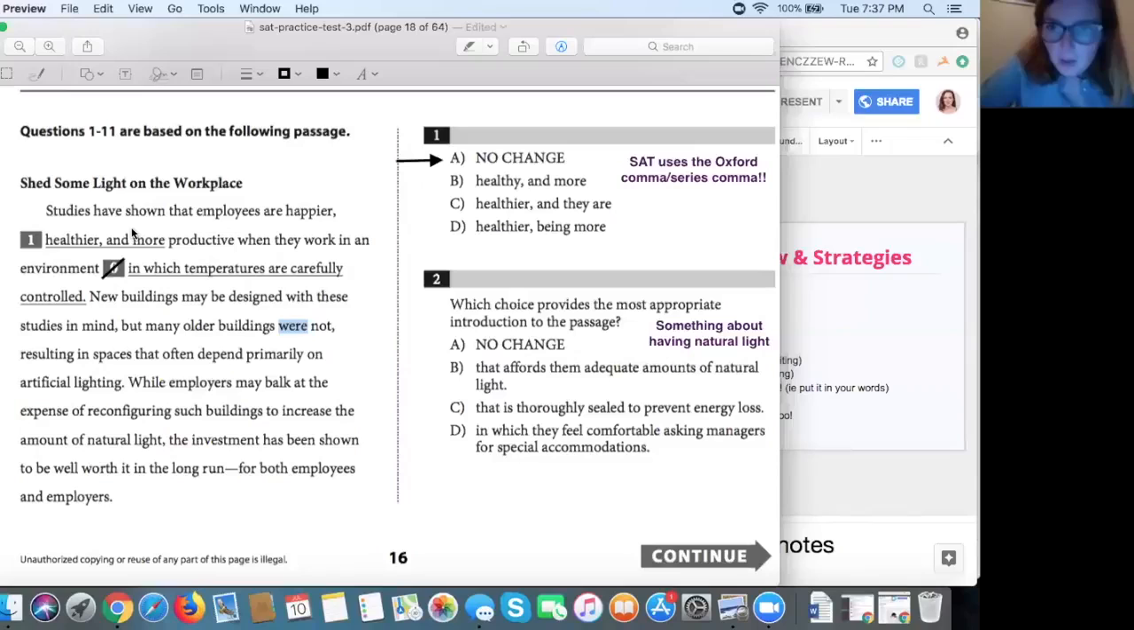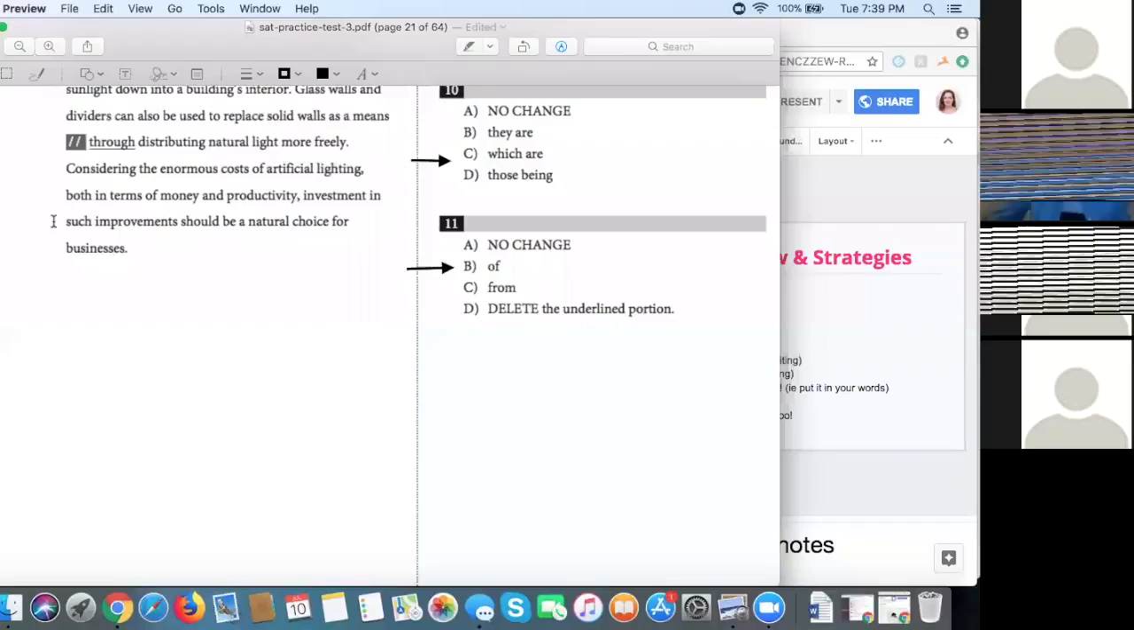I'm going to pull up, oh, yay, Robert. Woo. So the way that the Oxford comma plays out in this question is employees are happier, healthier, and more productive.